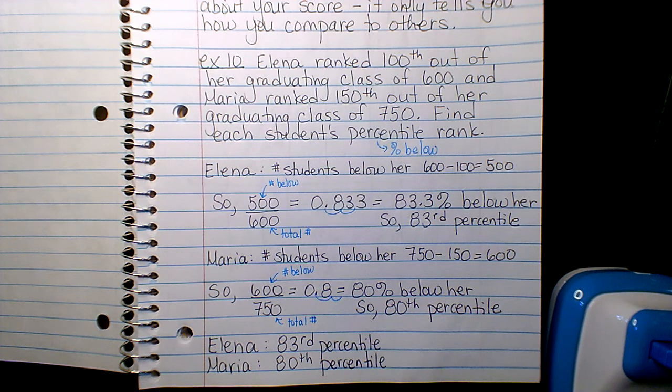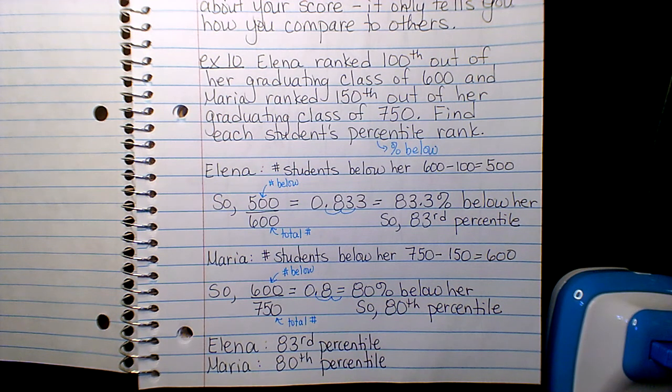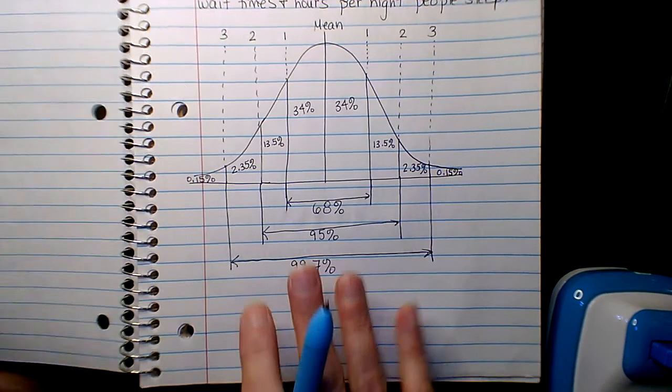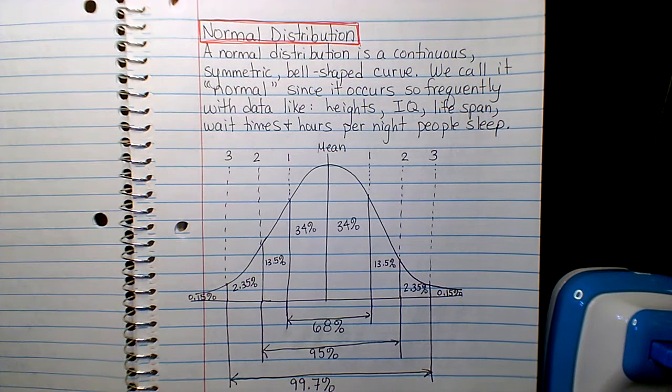So, relatively speaking, Maria performed better because she's in the 80th percentile of her class, whereas Elena is in the 83rd percentile of her class. Wait, it's a measure of how you performed relative to others, how you compare to others. That's about all you need to know about percentiles: that they are the percent of people below you, and how to find a percentile.